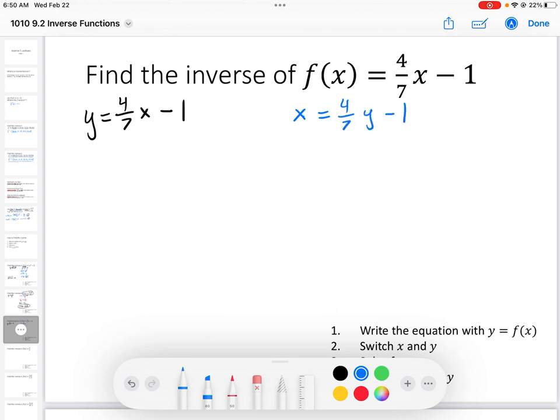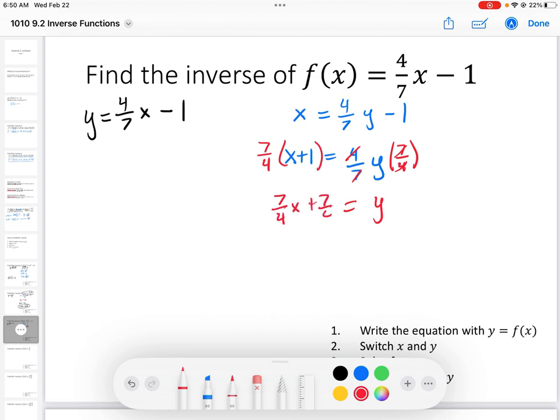To get y by itself, I'll start by adding 1 to both sides, which tells me that x plus 1 equals 4/7 y. Then to get rid of the 4/7, I'm going to multiply the whole thing by 7/4, because if you multiply by the reciprocal of a fraction, it will cancel out all the parts of the fraction, and you end up with y equals 7/4 x plus 7/4, because if you multiply 7/4 by both of the terms, you'd essentially distribute the 7/4. And so the inverse function would be 7/4 x plus 7/4 in this case.